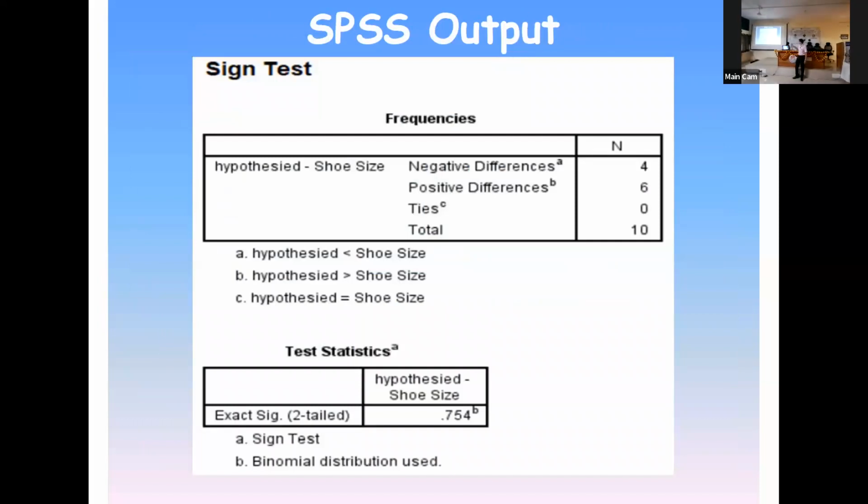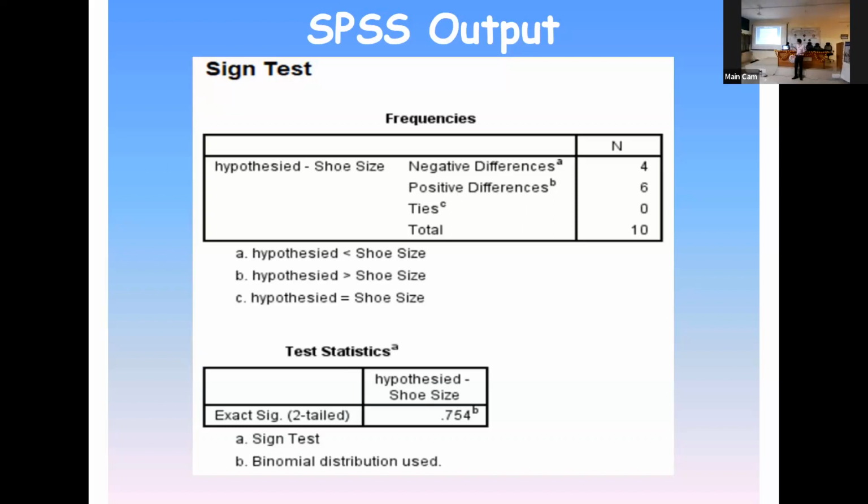Negative differences means which are less than the median. So there are 4 foot sizes which are below 10.25. Positive differences, there are 6 which are above, and ties are 0, a total of 10. It would be better if I get 5-5. That would be the best. But I am getting 4-6. But you cannot say anything because you have to find the distribution, and with the help of the distribution, you want to know whether these 4-6 are significantly different or not.